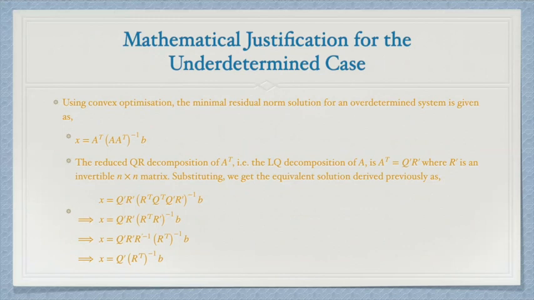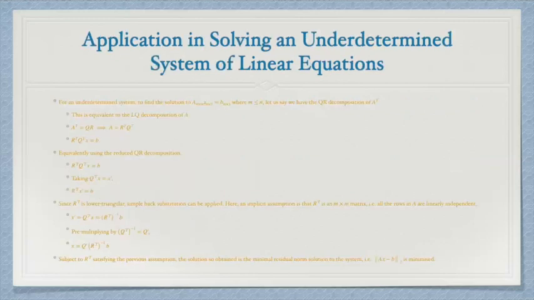Excuse the use of the words underdetermined and overdetermined over here. On back substituting using the reduced QR decomposition of A transpose, which is equivalent to the LQ decomposition of A, we get the same result as we derived in the previous slide.